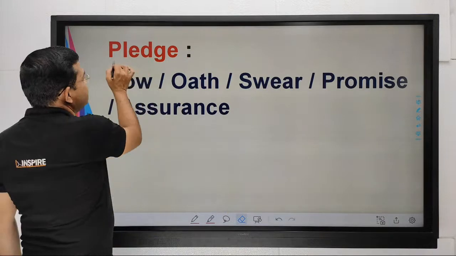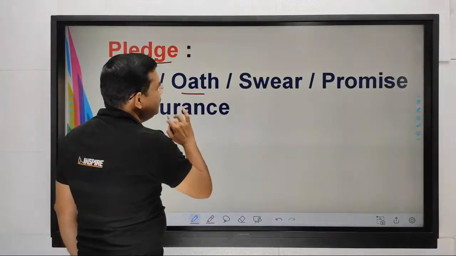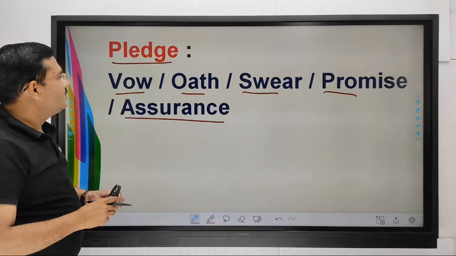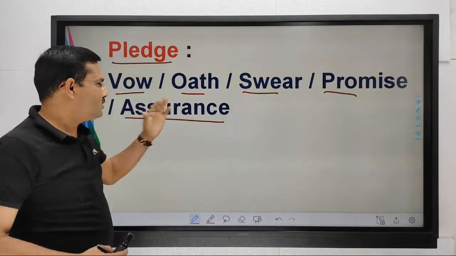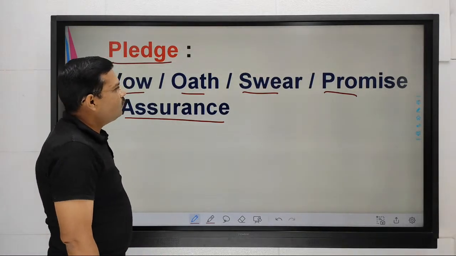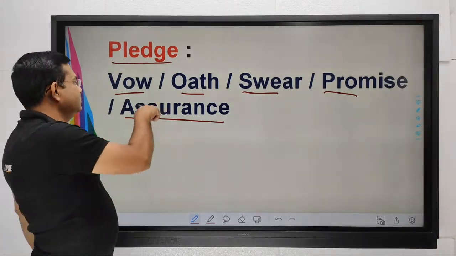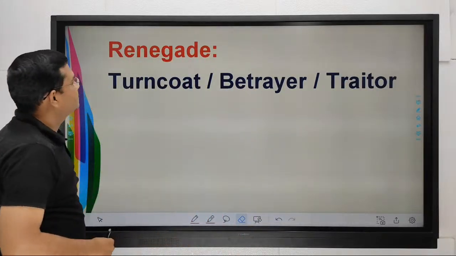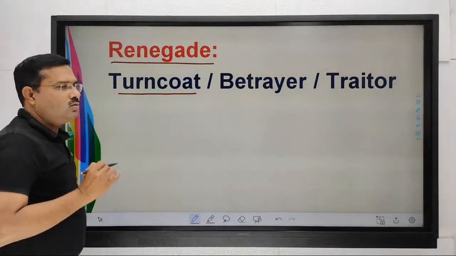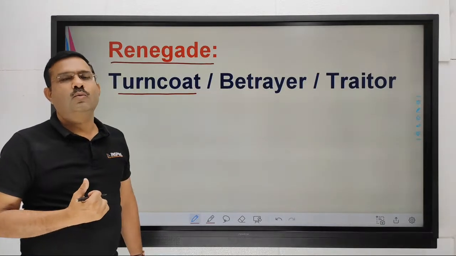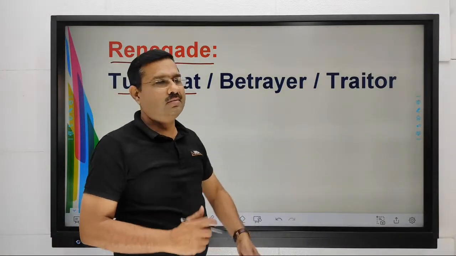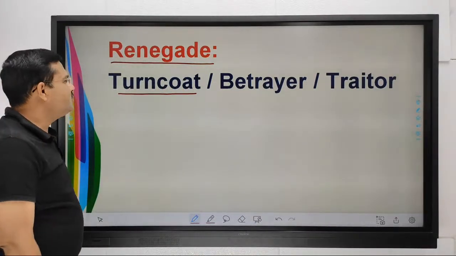Next, pledge, vow, oath, swear, promise, assurance. There are so many words: pledge, vow, oath, swear, promise, assurance. Whatever comes to your mind as I'm speaking, you can speak this. Next, renegade. It's a nice word. Turncoat. Turncoat means one who changes his side, what we call in Hindi, dal badlu. And betrayer, who cheats, traitor, again the same, cheater. So renegade.